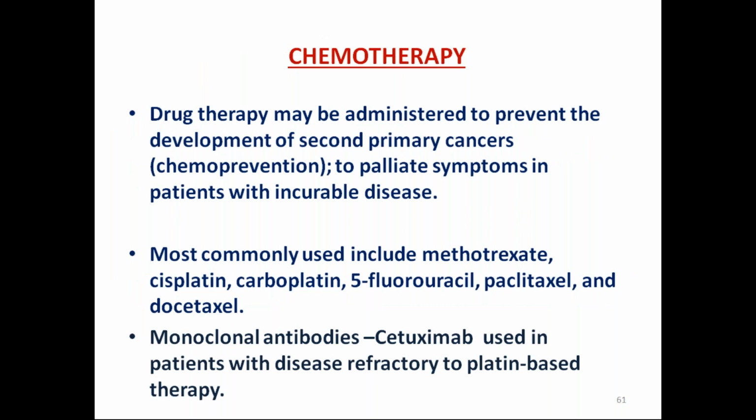Chemo. So the drugs used in chemo mostly are cisplatin, methotrexate, carboplatin, fluorouracil, paclitaxel, and docetaxel. The monoclonal antibody that is most effective in case of carcinoma tongue is cetuximab, used in patients with disease refractory to the platinum-based therapy. These are the questions that are asked mostly in viva, so you may better remember this treatment option.